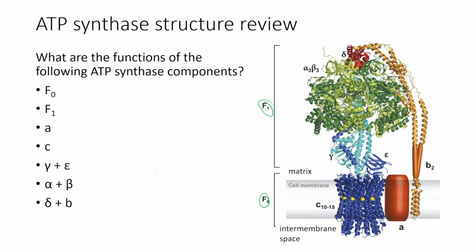I guess we'll have F0, transmembrane. That's which proton pump is. Yeah, exactly. So this is the transmembrane portion of the ATP synthase. It is located within the lipid bilayer. It also is where the protons pass through.